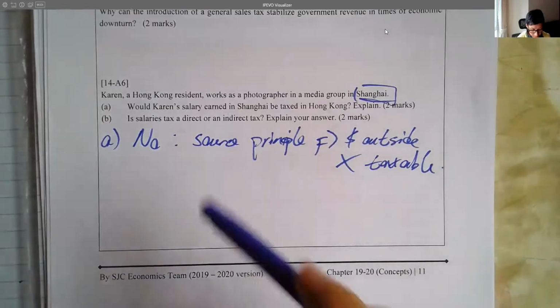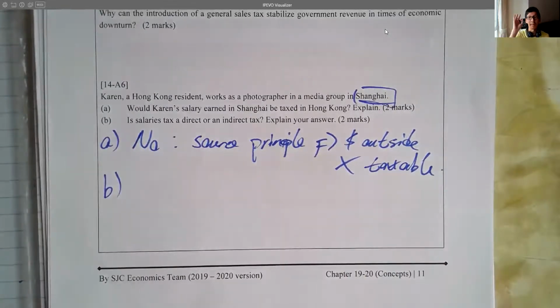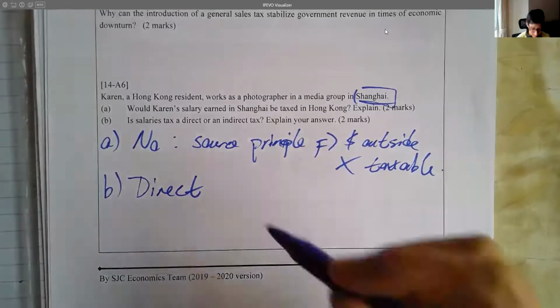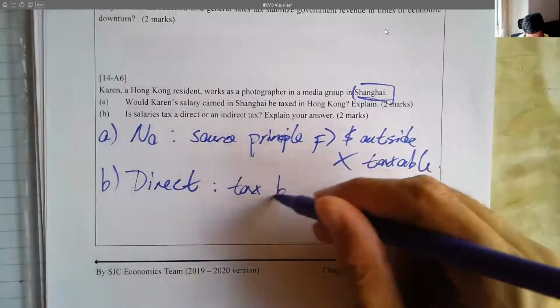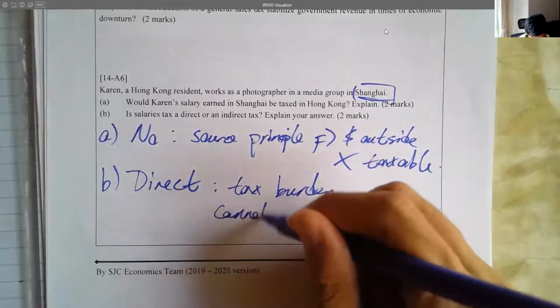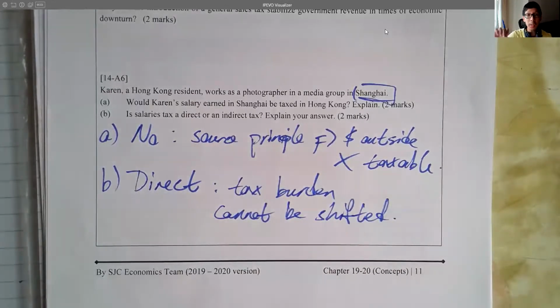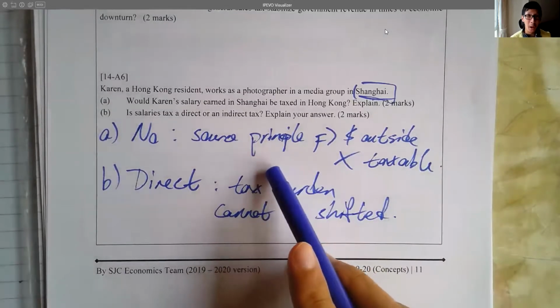Okay, now next, salary tax: direct or indirect? If you remember, I said in Hong Kong there are 3 direct taxes. One of them is our income tax. It is direct, and the explanation is easy because the tax burden cannot be shifted. Salary tax cannot be shifted. The only way you can pay less salary tax is to cut your salary. You earn less money so you don't need to pay as much tax, which defeats the purpose, right? So this one is a solid example of how we use the source principle. Now, not too difficult.